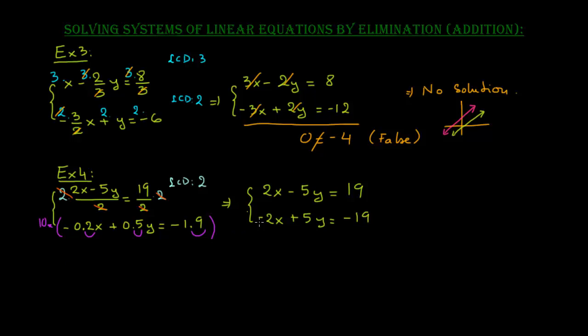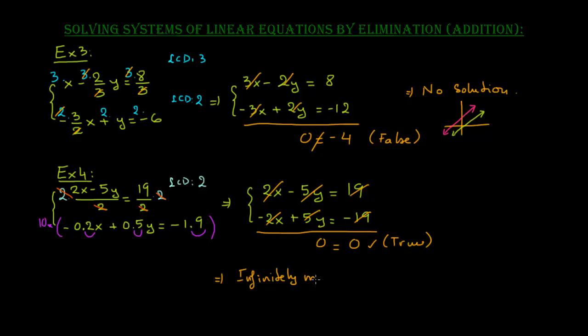Now we have both equations in general form, so my next step is just to add them together. So 2x minus 2x is gone, negative 5y plus 5y is gone, which gives me 0. 19 take away 19 is also 0. 0 equal to 0 is a true statement. So my answer will be infinitely many solutions.